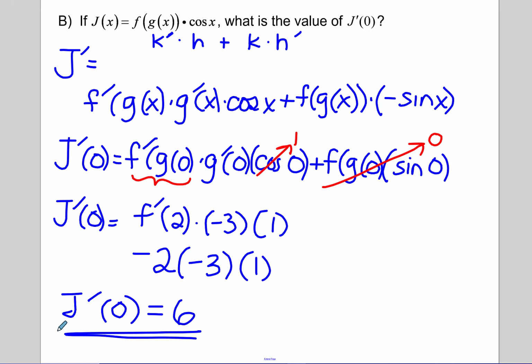So this is the chain rule. Take your time and think about things carefully, and you'll master this in no time. See you in lesson 2.